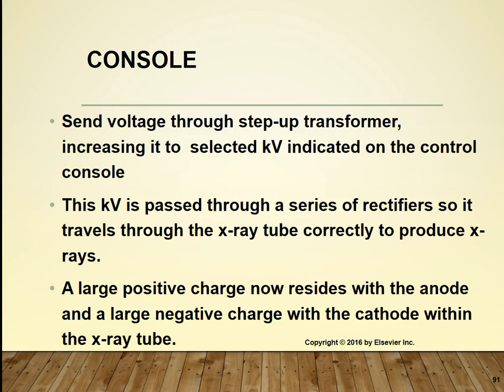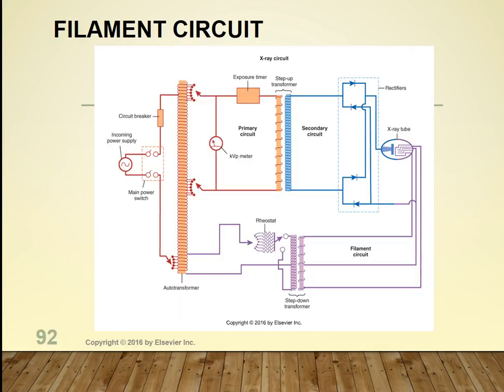The only thing that's lacking is the source of electrons, because how do we actually make an exposure? You have electrons that are boiled off through something called thermionic emission. That begins us with the filament circuit. So, the primary circuit is mainly for the on and off and to get the selected kVp and current. Then your secondary circuit actually makes that kV happen, rectifies it so we have enough energy to produce, and now we're looking at the filament circuit.